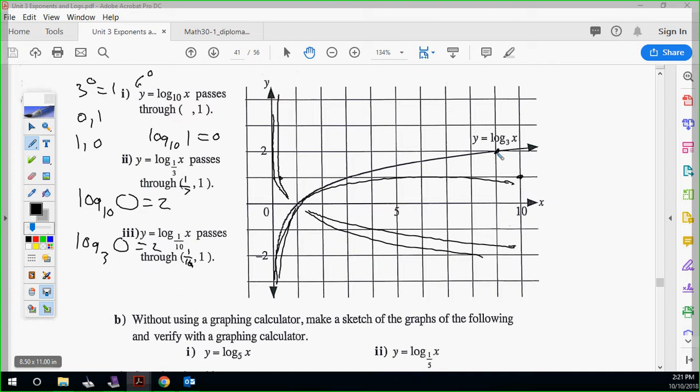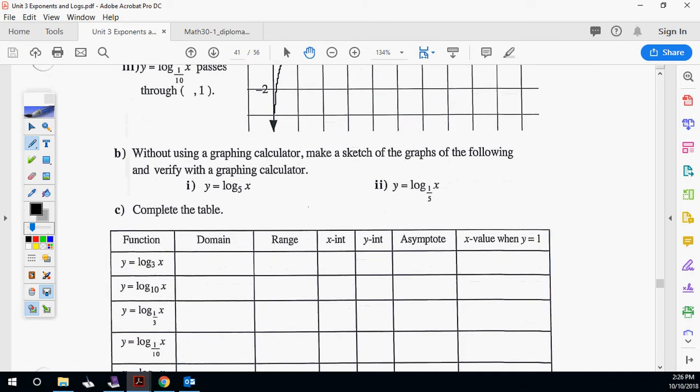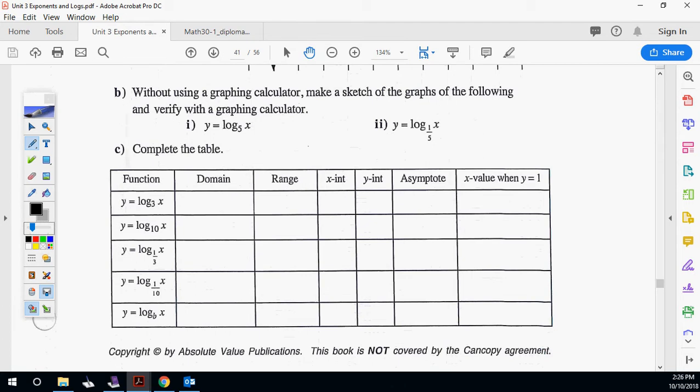Okay? The fractions come in from the other angle because they're negative. Because remember, 1/3 is really 3 to the negative 1, right? 1/5 is 5 to the negative 1. Okay? So anyway, we'll get to that. Okay, so without using the graphing calculator, sketch the graphs of the following: log base 5 of x and log base 1/5 of x.